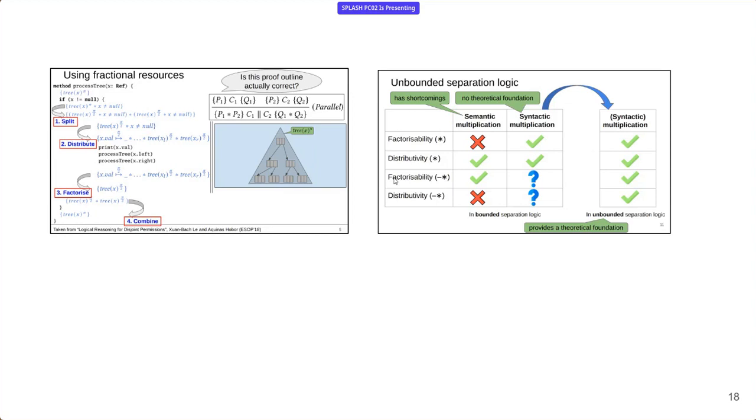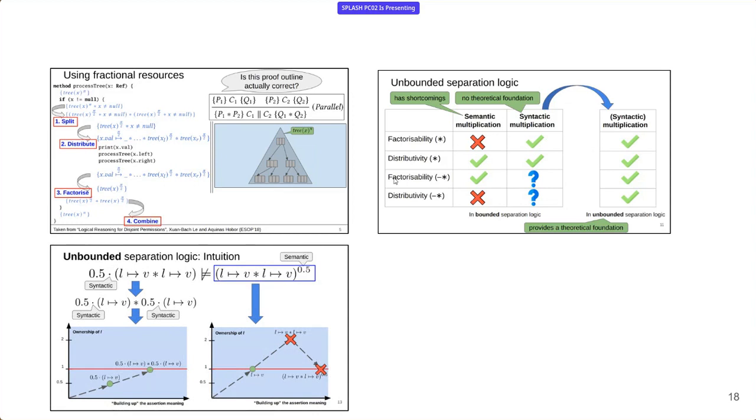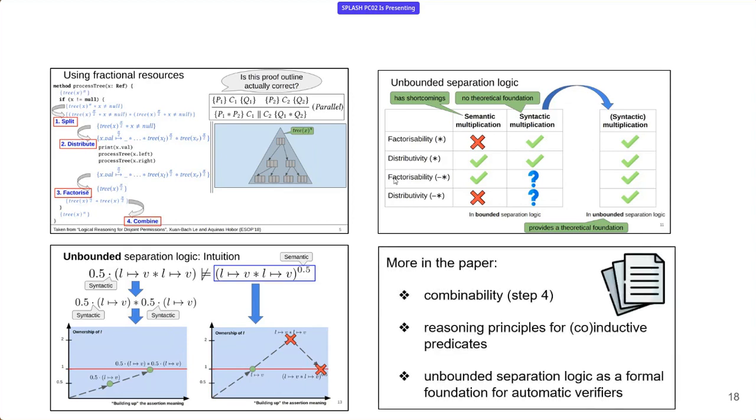And now unbounded separation logic provides a theoretical foundation for it. The intuition of the unbounded separation logic is to temporarily allow states to have more than one permission, but just temporarily. And there is more in the paper. So we have a whole section devoted to combinability, which corresponds to the ability to perform this last step, which typically doesn't hold for all connectives, for example, for the magic one. But by going into unbounded separation logic, we can recover that property.